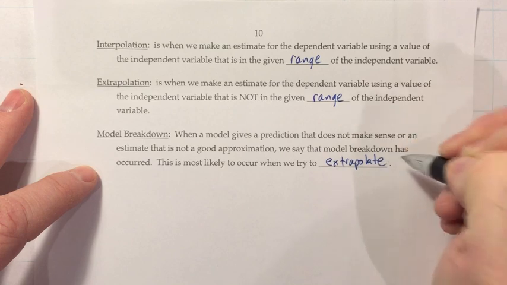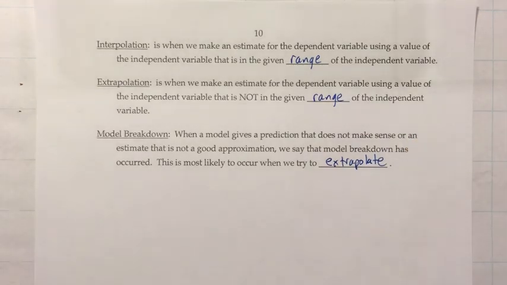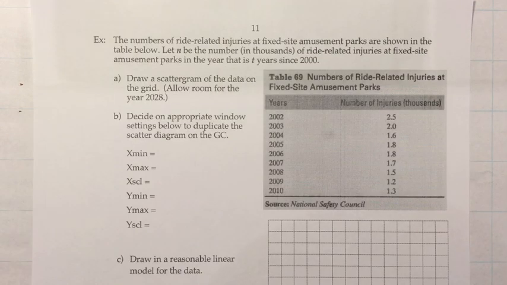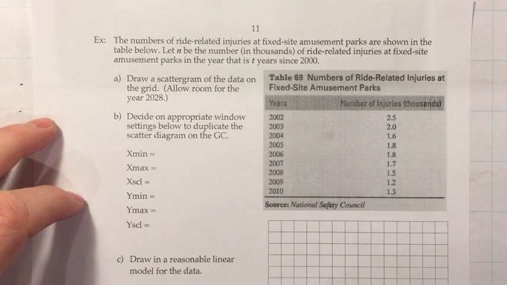Which is why we try not to do that too often, because we know there's a danger of getting bad predictions or model breakdown. Let's go ahead and look at another example. The numbers of ride-related injuries at fixed-site amusement parks are shown in the table below. Let n be the number in thousands of ride-related injuries at fixed-site amusement parks in the year that is t years since 2000. Draw a scattergram for the data on the grid and allow room for the year 2028.